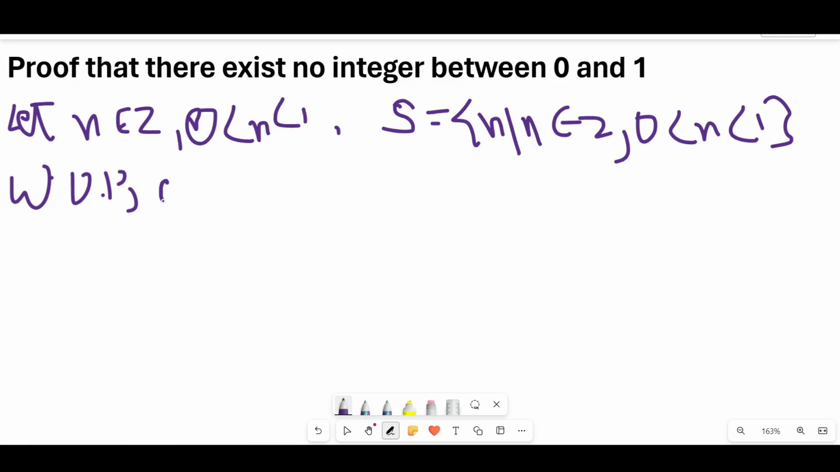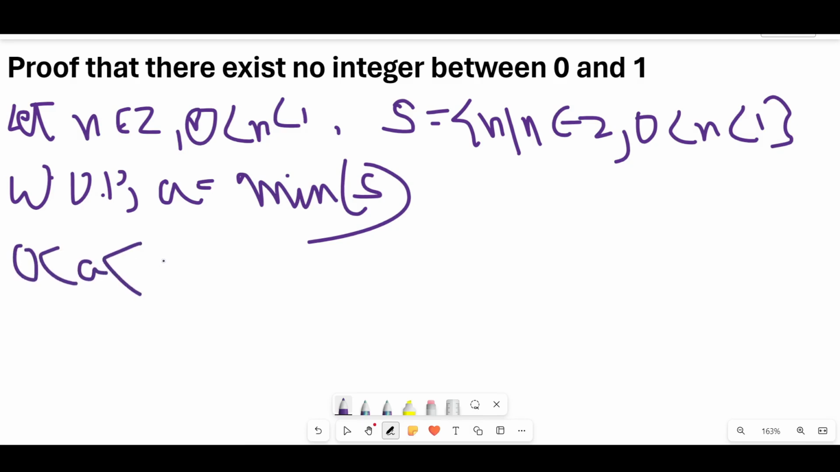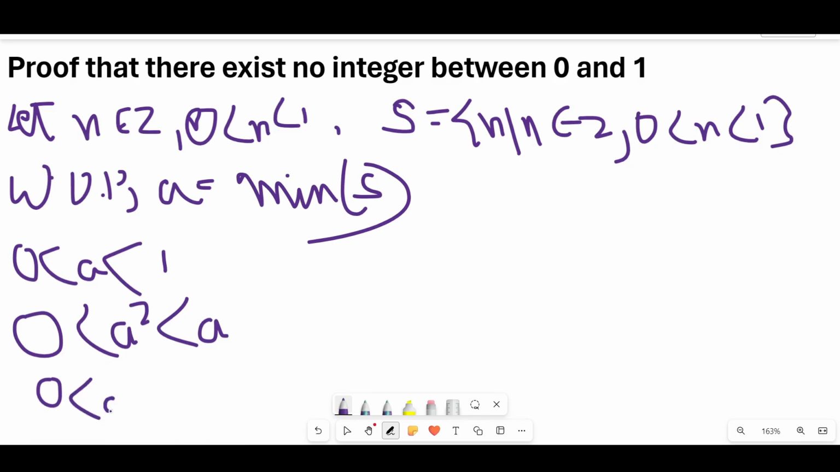So here we are saying let's take A as that smallest element of S. So now 0 is less than A is less than 1. On multiplying by A on all three sides, and since we can see that A is a positive integer, we can say 0 is less than A square is less than A. Also, we can now say that 0 is less than A square is less than 1.